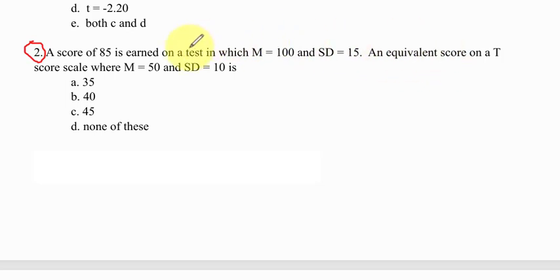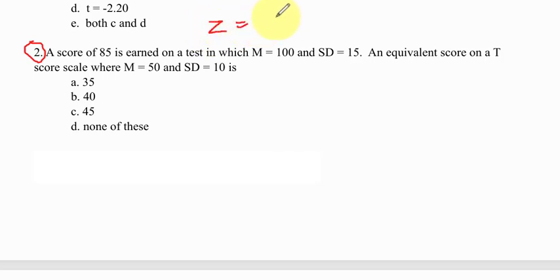And so this score is what we have to find, the equivalent score on a t-score, but they give us the mean of 50 and a standard deviation of 10. So remember, these are 2 separate tests. So when you got 2 separate tests, you're going to have to standardize the data, which means we're going to use a z-score formula.